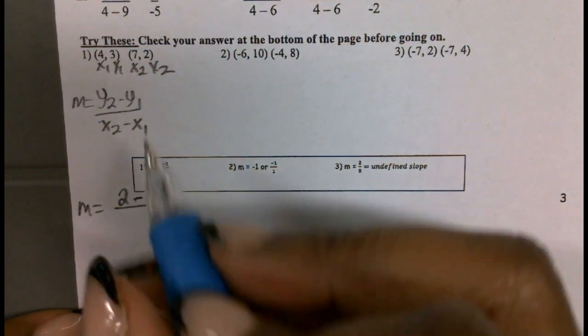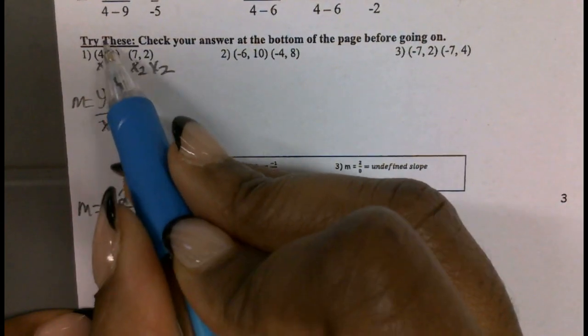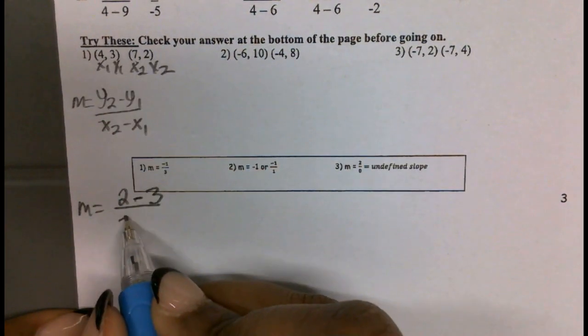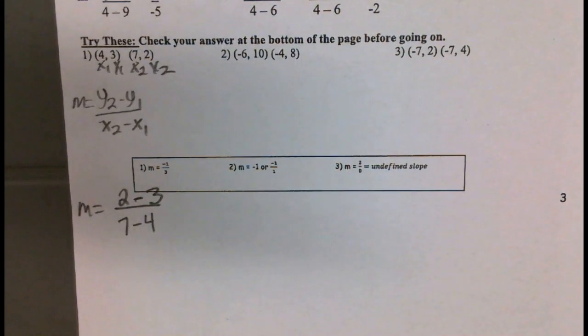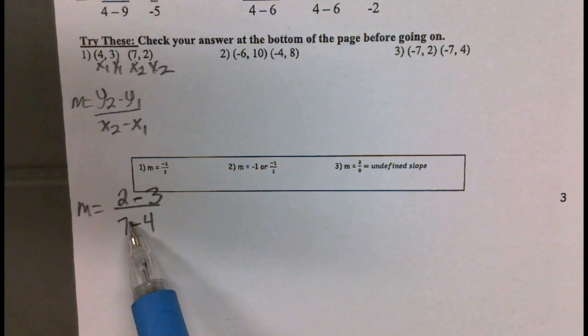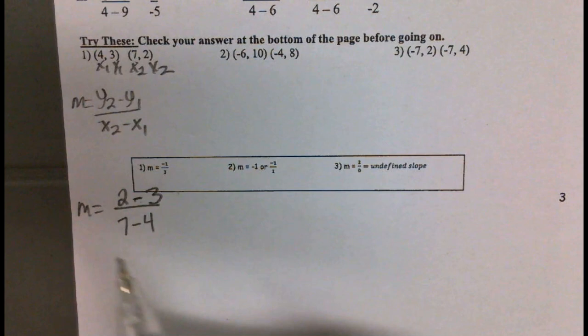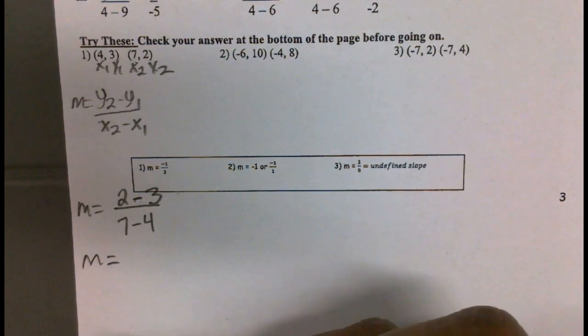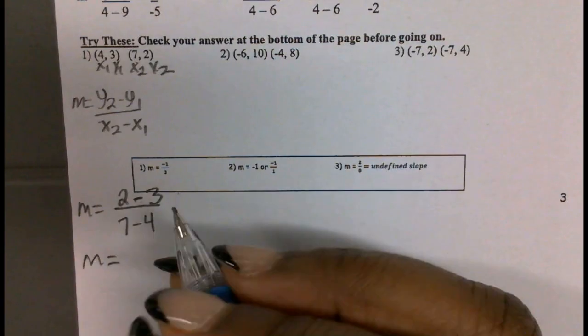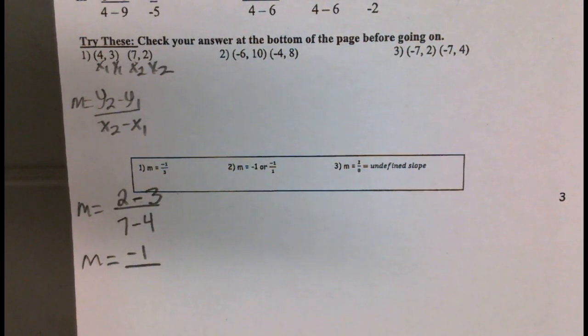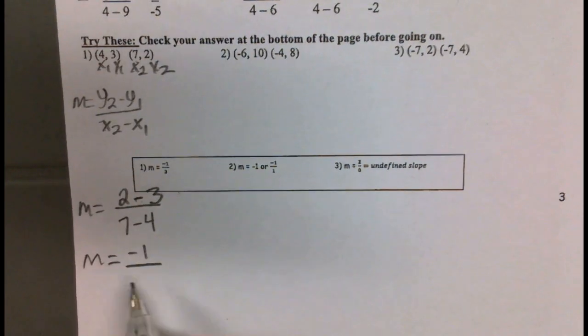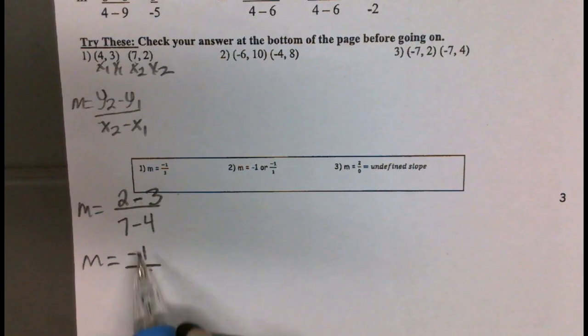On the bottom, we're subtracting the x's. That's 7 minus 4. Raise your hand if you don't understand where I got the numbers from. Okay, use your calculator. Type this in if you don't remember. Type in, please, 2 minus 3. What is 2 minus 3? -1. Type it in, please. What is 7 minus 4? 3. Make sure it's reduced.